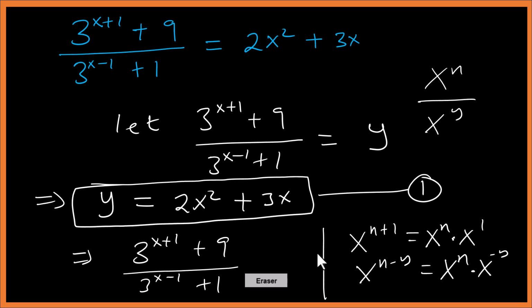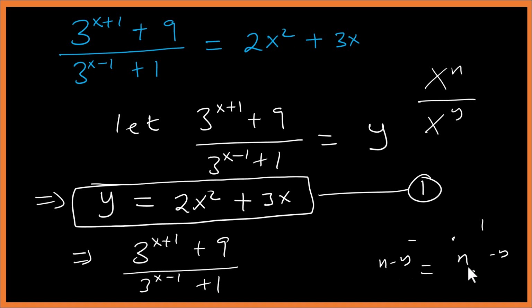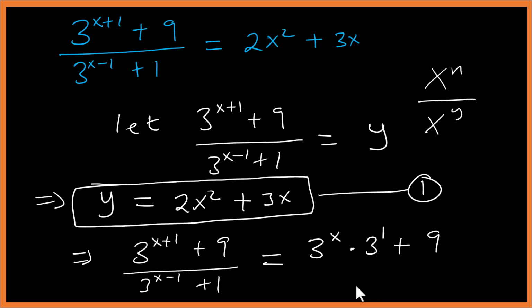All right. Now we are going to split the 3^(x+1) and that of 3^(x-1). So this one can be written as 3 to the power x times 3 to the power 1, plus 9, on 3 to the power x times 3 to the power minus 1, plus 1. So let me put it here.